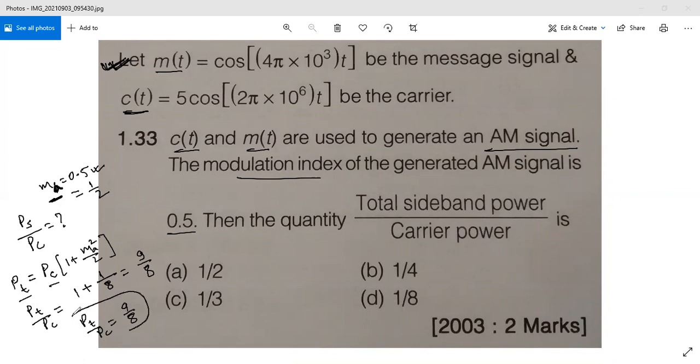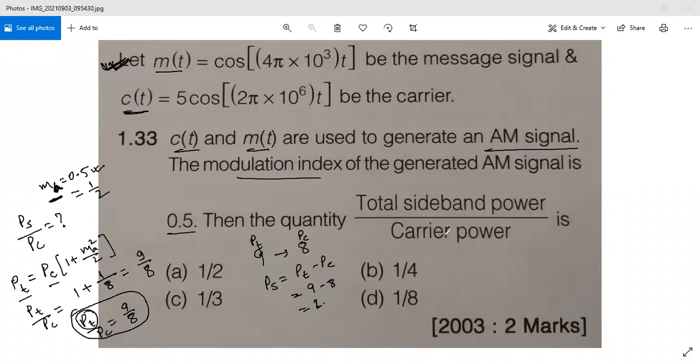Yahan se hum kya conclude kar sakte hain? PT by PC is equal to 9 by 8, matlab PT is the total power and PC is the carrier power. तो 9 में से 8 कैरियर पावर है, ये है मेरे पास टोटल पावर, इतना हो गया कैरियर पावर। तो बाकी का जो पावर बचा वो कहाँ खर्च होगा? तो साइडबैंड पावर कितना हो गया? PT minus PC, that is 9 minus 8, that is 1.